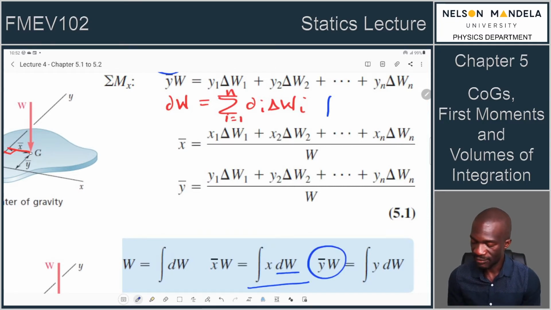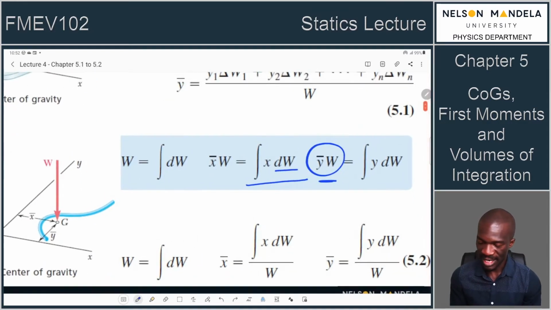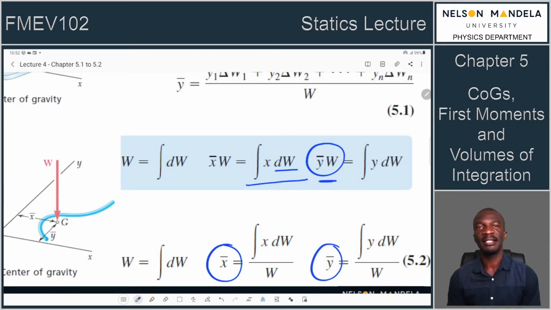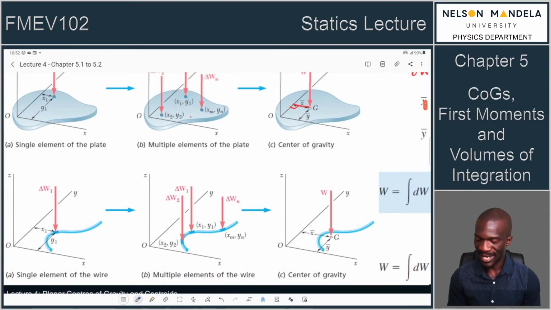The same applies for the centroid. So for the moment about the x-axis, which is y bar weight, it's equal to the integral of y with respect to the weight. It means, therefore, you can now summarize and find the centroid by using an integration equation.